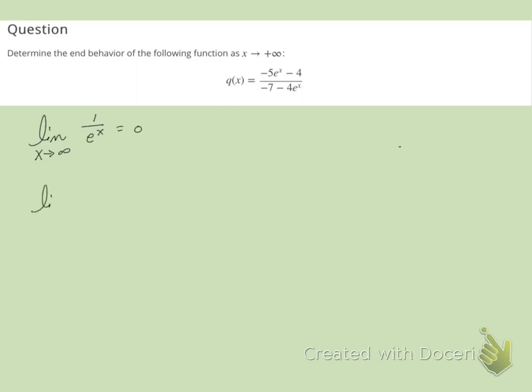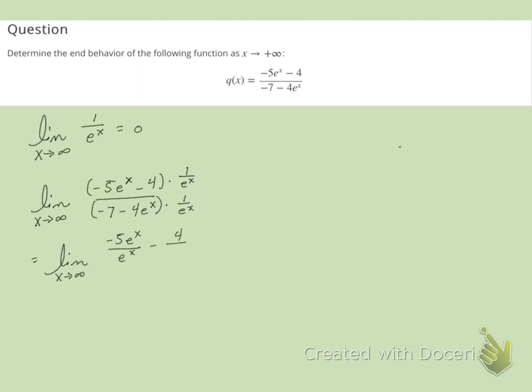So let's look at the limit as x approaches infinity of negative 5 e to the x minus 4 over negative 7 minus 4 e to the x. And we're going to multiply each of these by 1 over e to the x. And so we'll have the limit as x approaches infinity of negative 5 e to the x over e to the x minus 4 over e to the x, over negative 7 over e to the x minus 4 e to the x over e to the x.